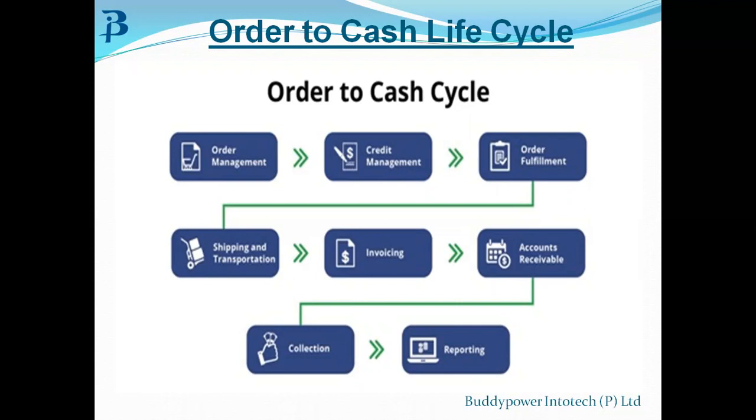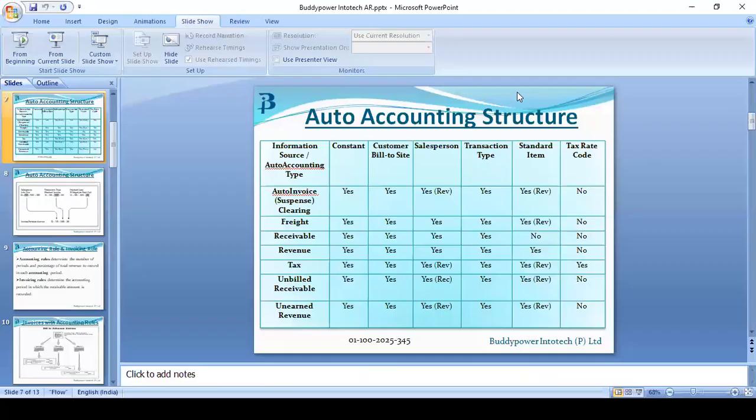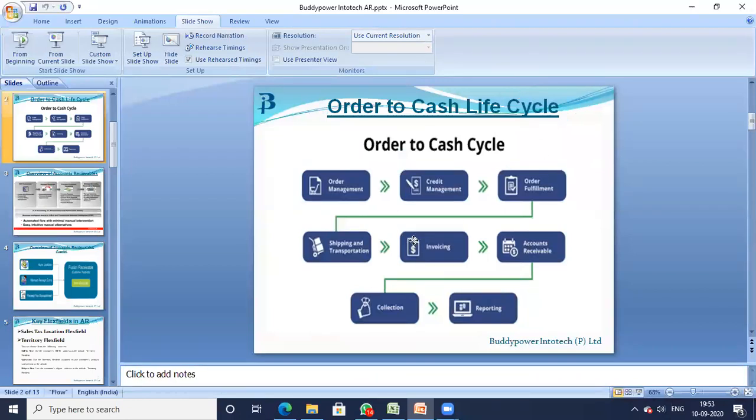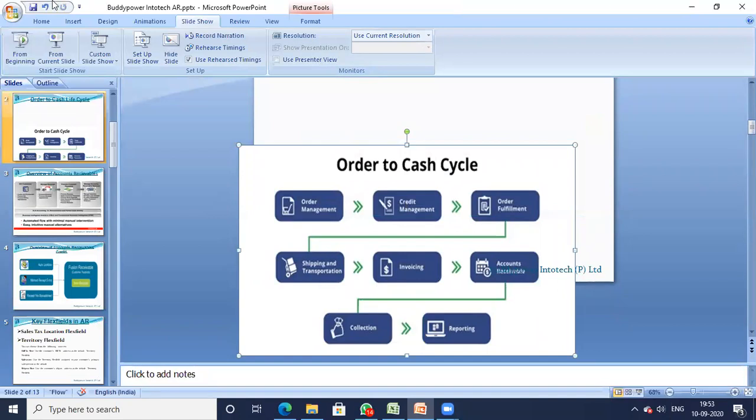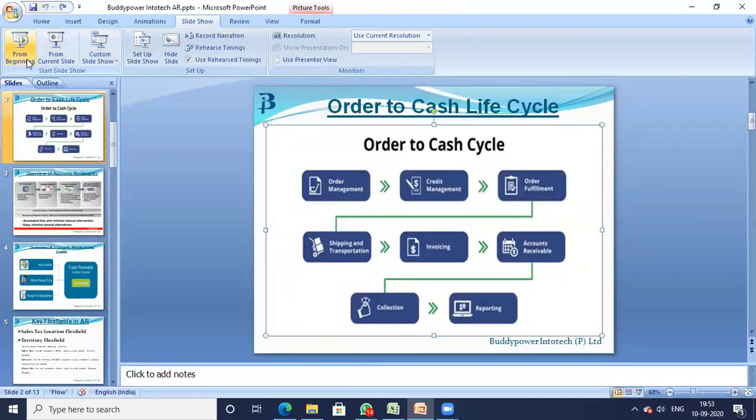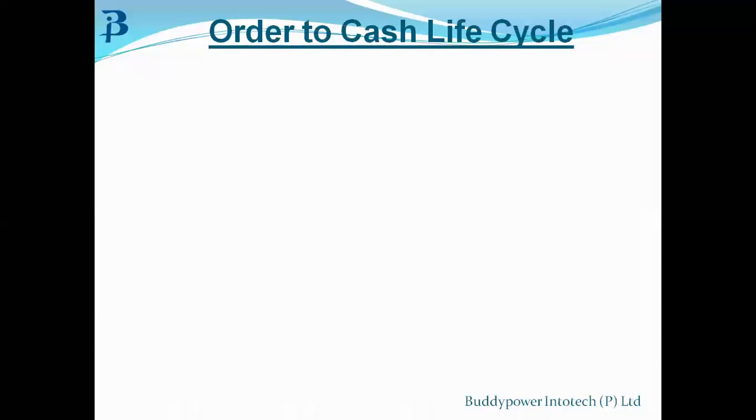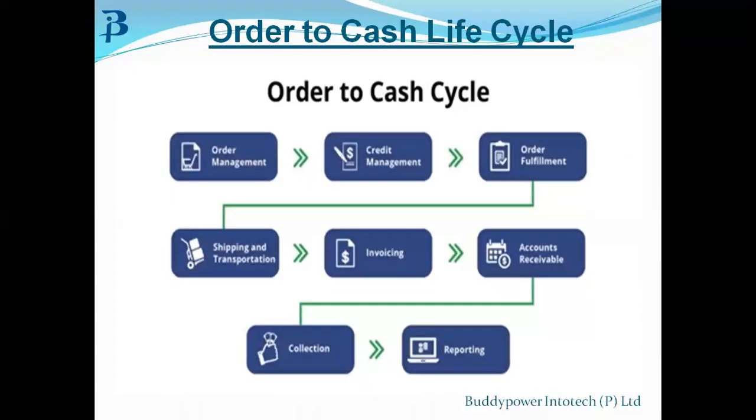In order fulfillment, it checks whether the order has been completely done or not. After that, it goes to the shipping process and transportation, where the order is sent to the individual person who ordered, or to the company that ordered the product. It is sent to the particular company.